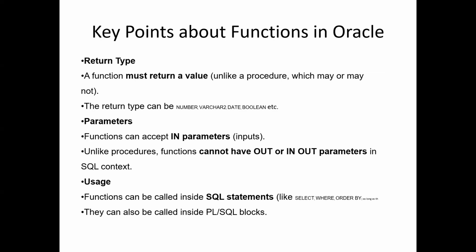So key points about functions in Oracle. Functions return type. A function must return a value, unlike a procedure which may or may not. That's a distinction. The return type can be a number, a varchar. Varchar means string. A boolean, maybe a picture. It can be all objects in case it's a picture.